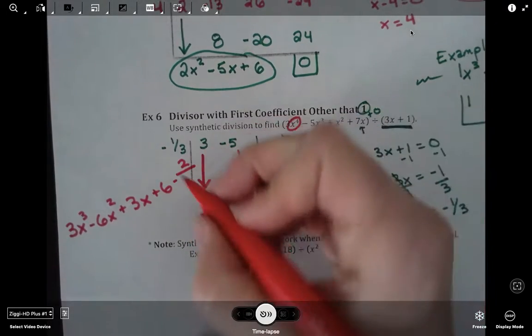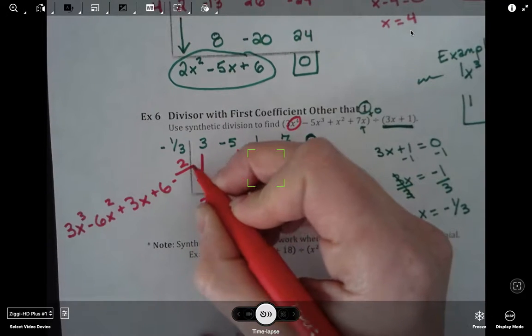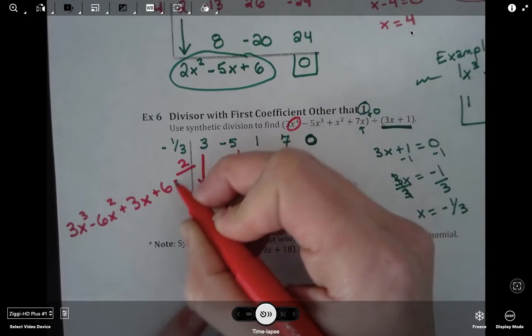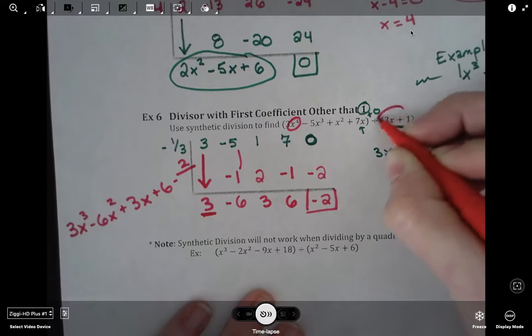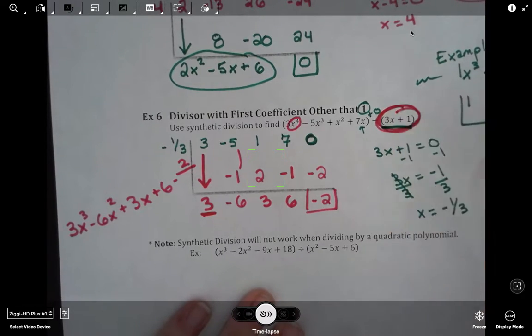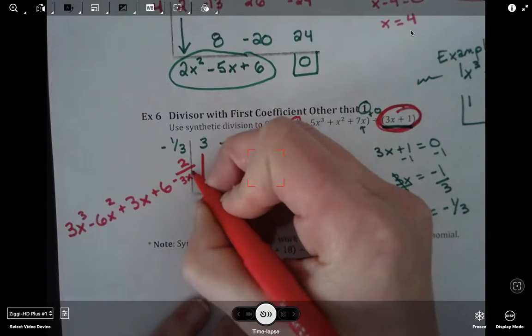I'm not going to put it over negative 1/3 though, even though that was what I was dividing by. What goes underneath of here? What was I dividing by? 3x plus 1.